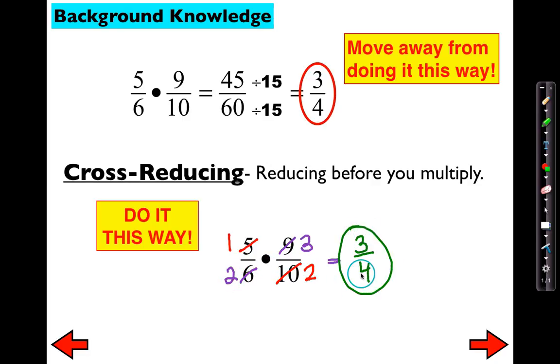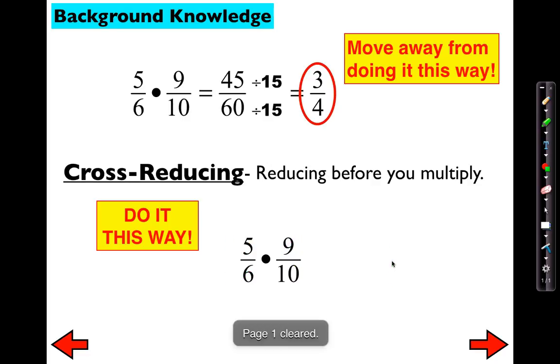Now this is a much better way of multiplying fractions because you're reducing before you multiply, which allows you to get a reduced answer most of the time. Now, is there a chance you're going to have to reduce later sometimes? Absolutely. But it's best that you reduce first, rather than wait towards the end.